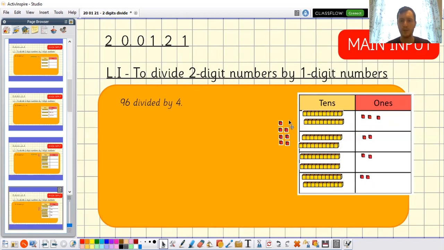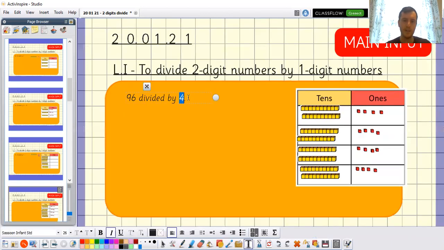So there's 2 in each group. There's 3 in each group, and I've got some more. So I'm going to share the last ones. There's 4 in each group. I've got 2 10s and 4 1s in each group. So my answer is 24.